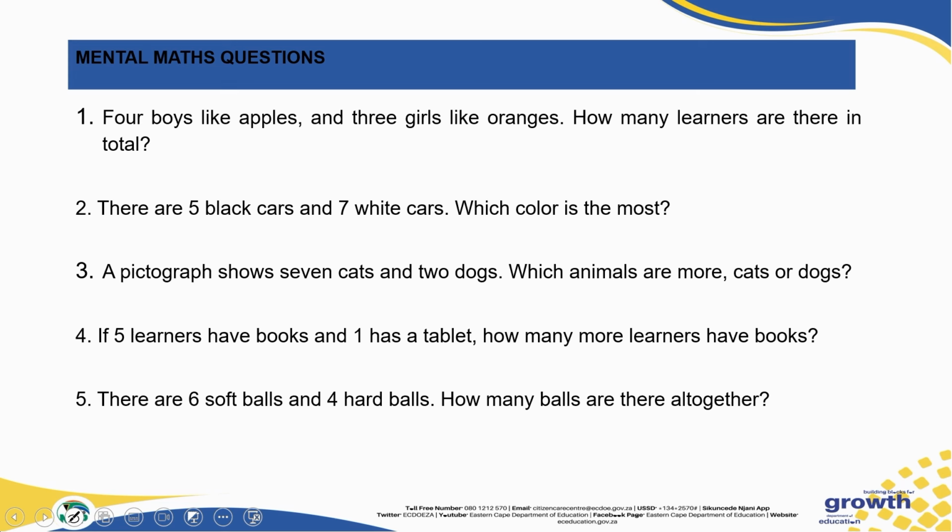Keep it up. Now, grade ones, before we start our lesson today, let us start with our mental maths. Here I have questions for you. Now we are going to do the first question. I will read the question, then you answer. Thereafter, I will tell you the correct answer. Let us read the first question. 4 boys like apples and 3 girls like oranges. How many learners are there in total?